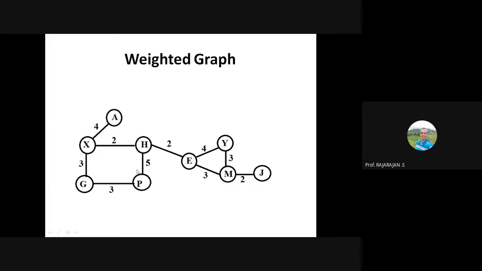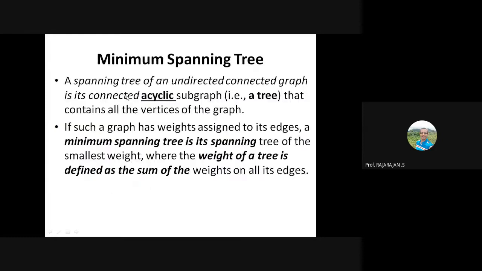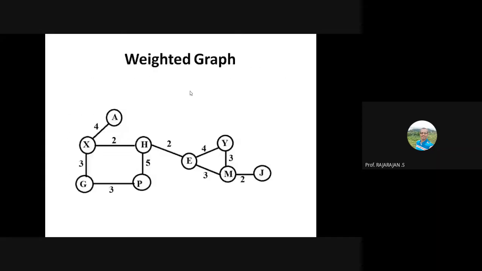This is the next graph we are going to explore, and for that we will discuss a major algorithm called minimum spanning tree. So the next class I will be discussing this particular algorithm. But for today's session, I just want you to get familiar with these concepts.